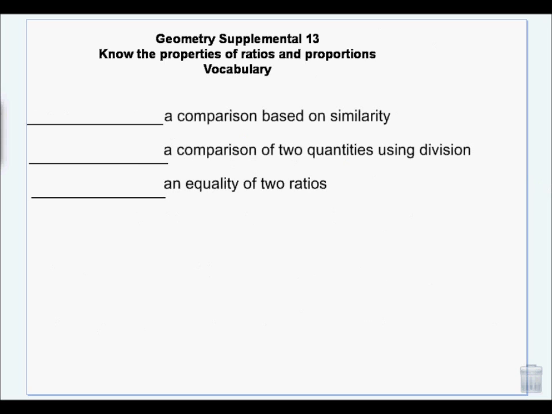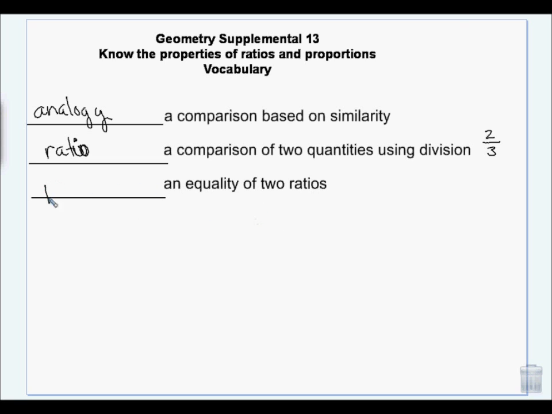Oh, darn it. Hold on. So an analogy is a comparison based on similarity. A ratio, that's IO, is a comparison of two quantities using division. You guys have seen ratios, 2 to 3. Looks like a fraction.